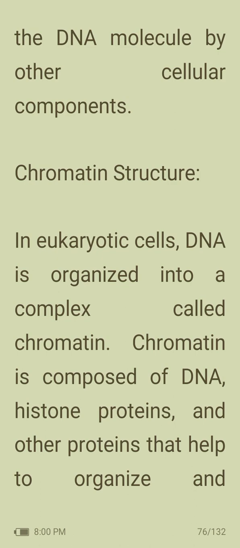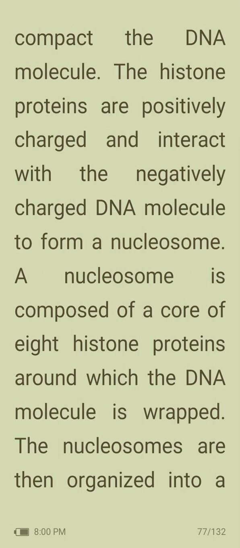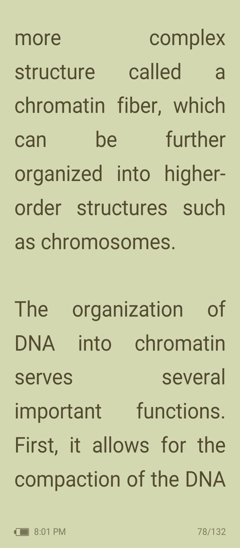Chromatin is composed of DNA, histone proteins, and other proteins that help to organize and compact the DNA molecule. The histone proteins are positively charged and interact with the negatively charged DNA molecule to form a nucleosome. A nucleosome is composed of a core of 8 histone proteins around which the DNA molecule is wrapped. The nucleosomes are then organized into a more complex structure called a chromatin fiber, which can be further organized into higher order structures such as chromosomes.